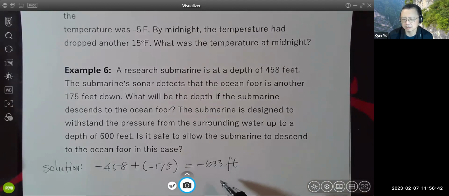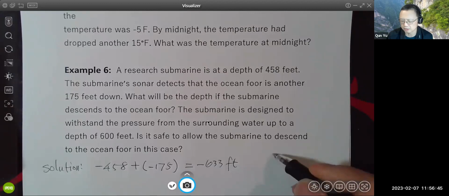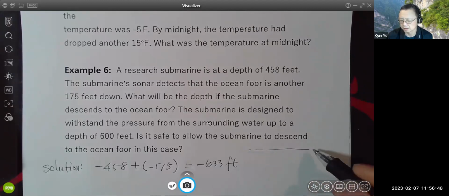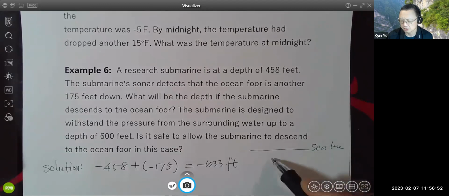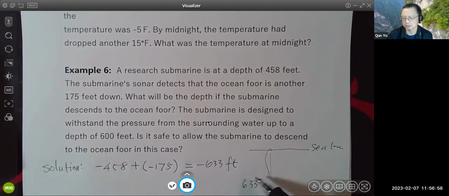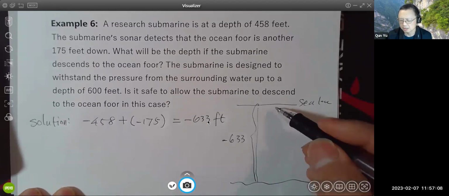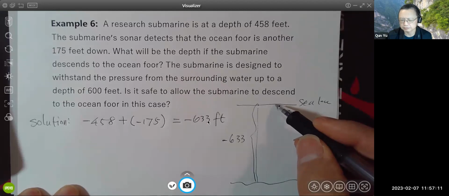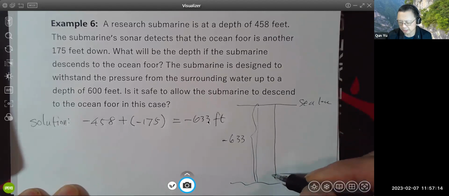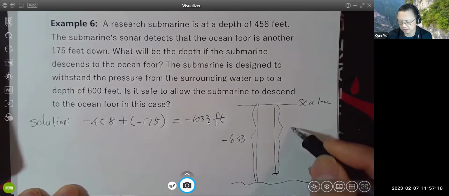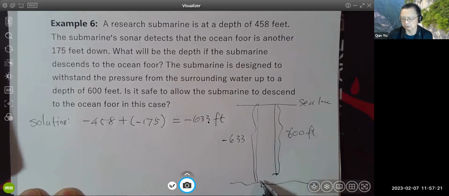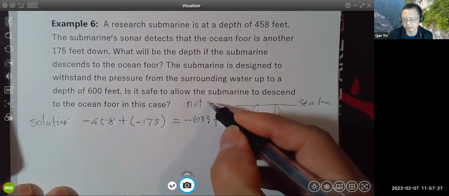Now the design is 600 feet below. It's negative 600. If you draw it to compare, this is the sea level. Here is the floor. So the distance is 633. If we want to represent it using a signed number, it would be negative 633, right? But by design, the submarine can only withstand 600 feet depth. So suppose it is here, negative 600. Now this is beyond that, higher pressure. It is not safe. So the answer is not safe to go to the floor.